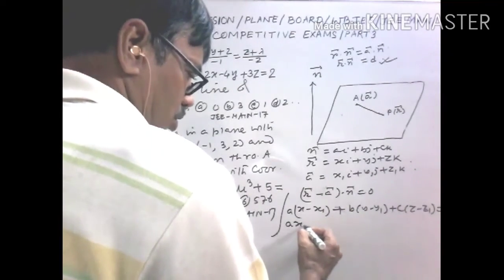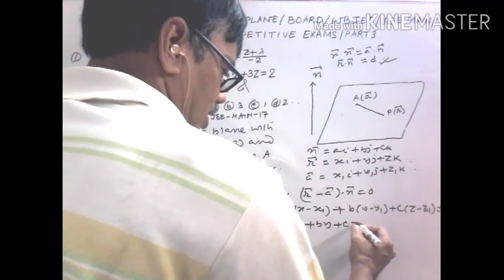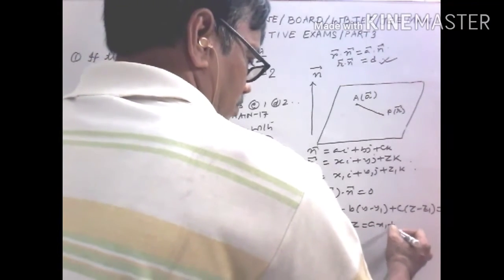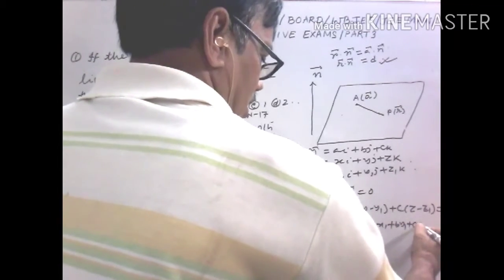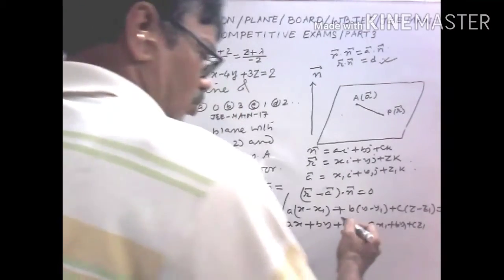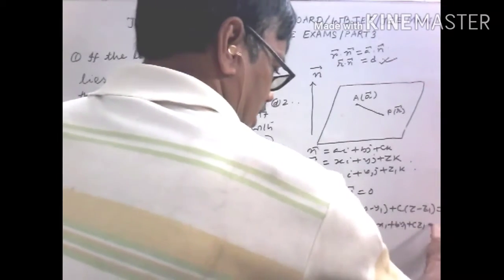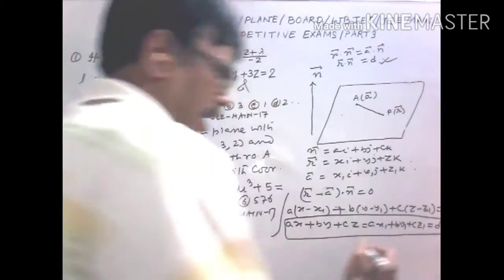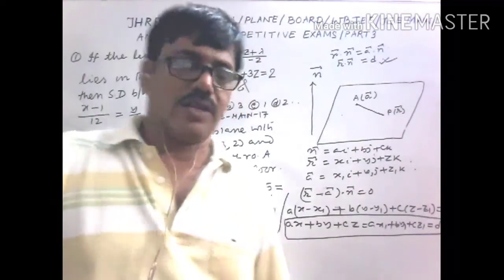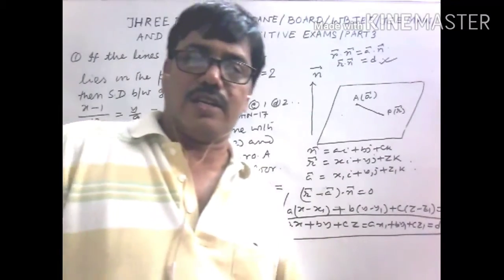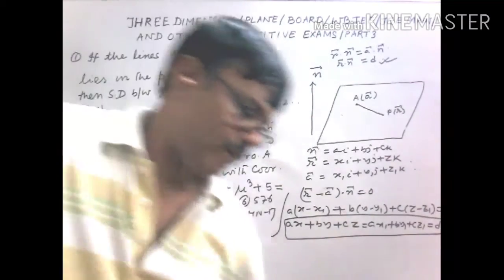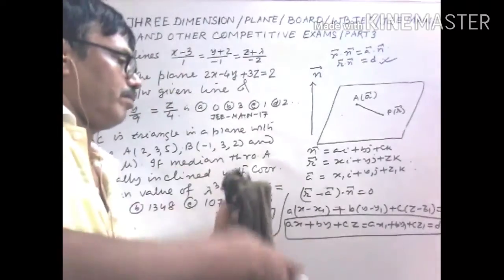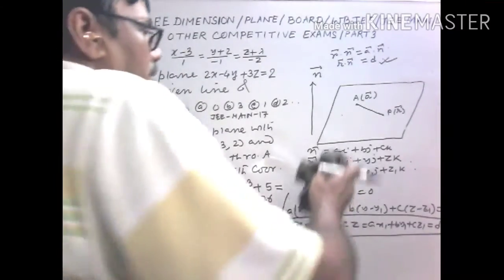Now we can write it also in this form: ax, by, cz, minus ax1, by1, cz1. Considering this as d, this is a first degree equation in x, y, z. Every first degree equation in x, y, z represents a plane. So this is one form of equation of plane.